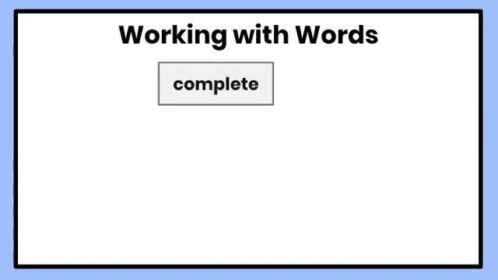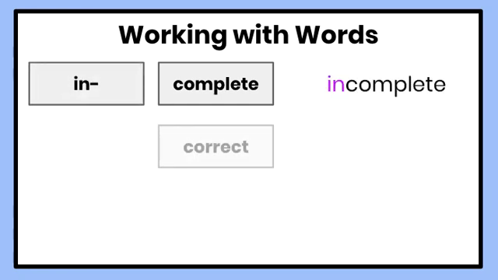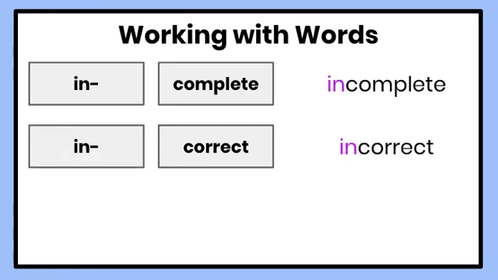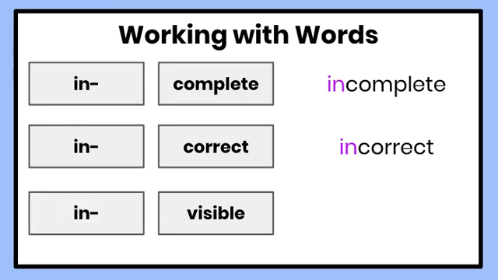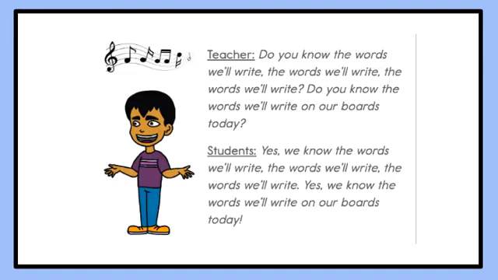Let's keep going. But now I have the word complete. If I want to say that this is not complete, I use my prefix in: incomplete. Correct. If I want to say something is not correct, I use my prefix in: incorrect. And visible, I use my in prefix because my base word does not start with a P: invisible. Great job using both our in and our im prefixes.